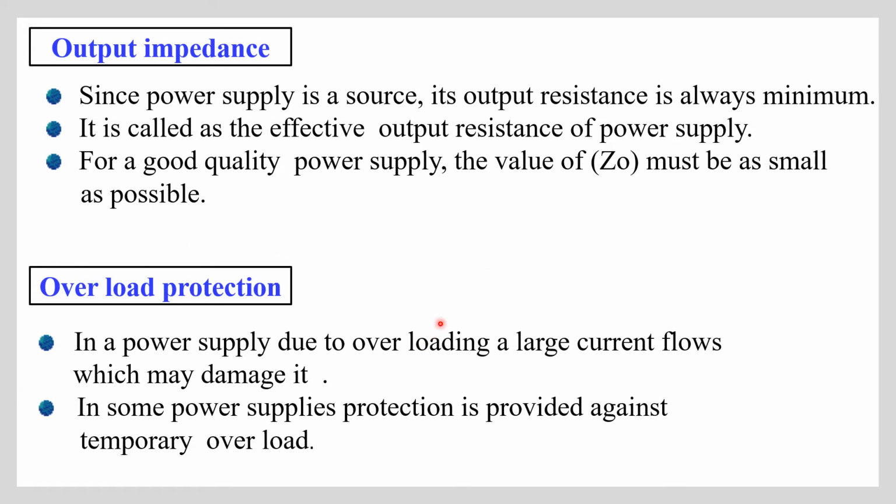Overload protection. So in a power supply, due to the overloading, a large current flows which may damage it. So we should have an overload protection. Overloading can occur due to short circuit or negligible load resistance. If you are connecting a very small value of the load resistance also, so in some power supply, the protection is provided against the temporary overload, and the current limiting technique is used for this purpose. Okay, so power supply is always provided with the overload protection circuit.